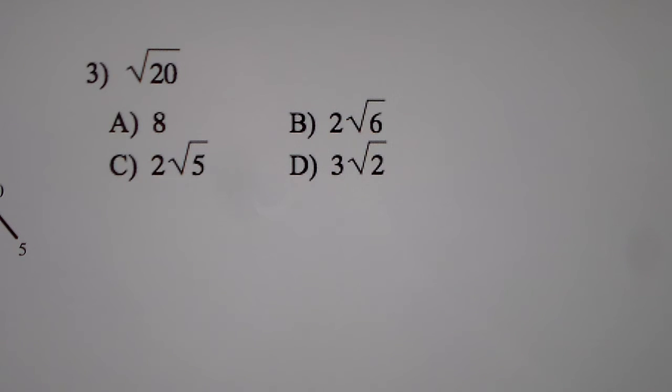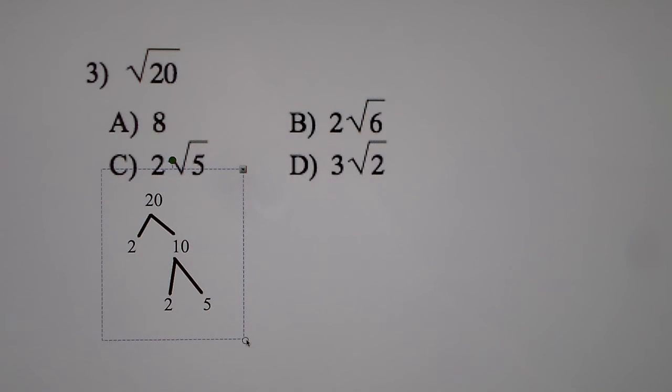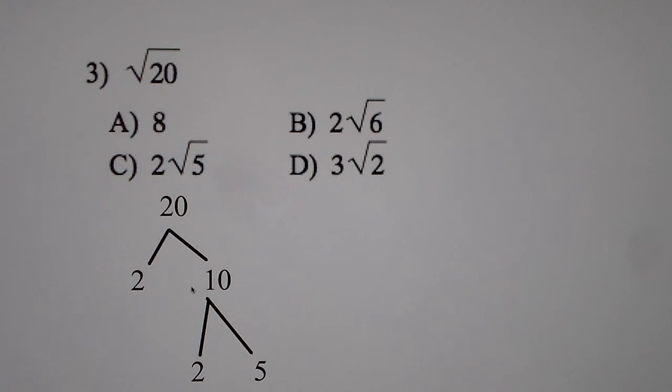Now square root of 20. We know 1 times 20. We also know 2 times 10. So I write 2 and 10. 2 is a prime number, so I circle it. 10 is composite, so I got to break 10 down. 10 is 2 times 5.